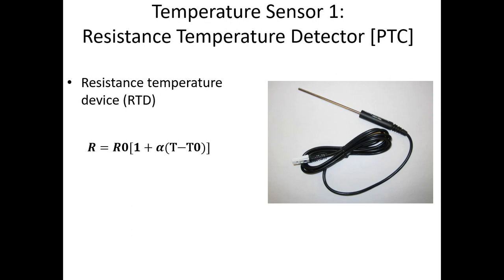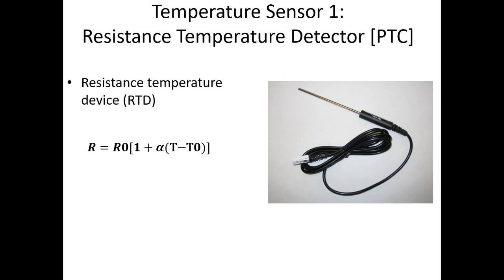Next, we are talking about the temperature sensor. There are different types of temperature sensors available in the market, and one of the common types is the resistance temperature detector. It also belongs to the category of PTC, because if you are using metal as a temperature detecting material, then the corresponding change of resistance with respect to temperature will be positive. So that's why these types of sensors are also called PTC, positive temperature coefficient of resistance.